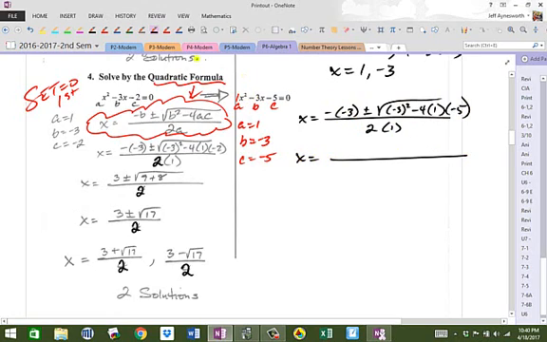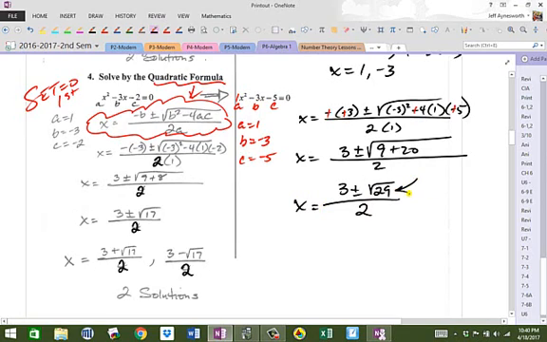Just use your arithmetic. I see a double negative here, so I get 3 plus or minus the square root of 9. Negative 3 squared is 9. I see another double negative here, and 4 times 1 times 5 is 20. So I get plus 20 here, divided by 2. So my end result is 3 plus or minus the square root of 29, divided by 2.